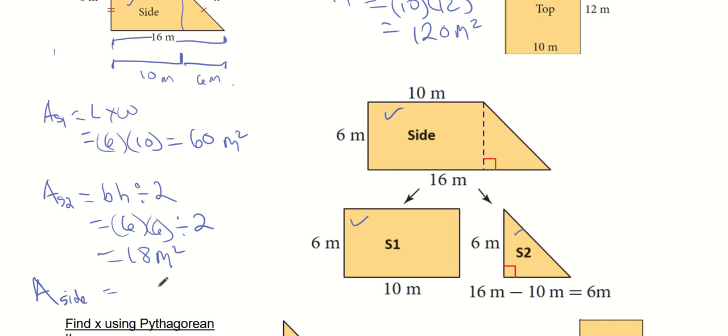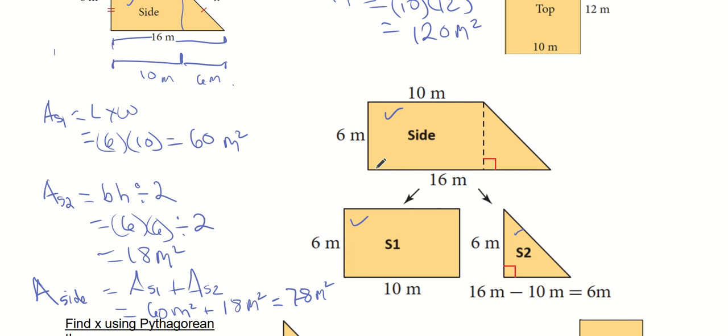I don't have enough space to, well, maybe do I have enough space? Okay, I'm going to write here. AS1 plus AS2. And underneath here, we're going to write down 60 meters squared plus 18 meters squared, and that gives us 78 meters squared. Okay, so now we have the side.